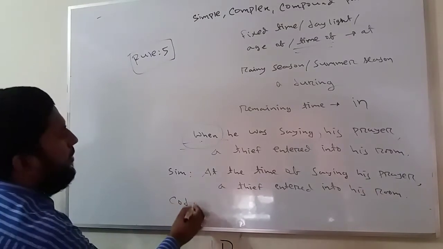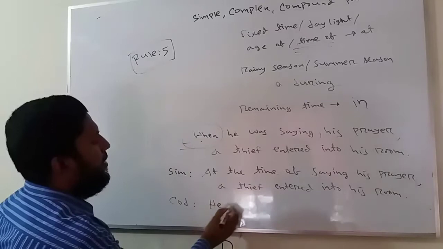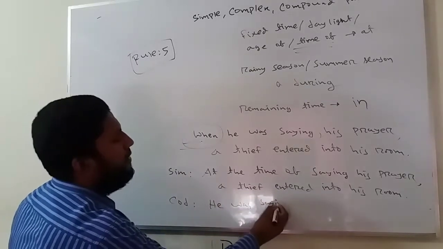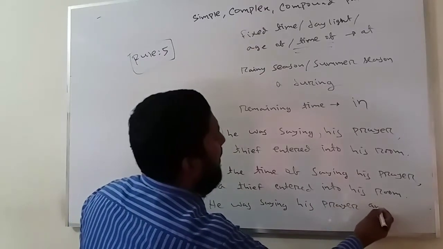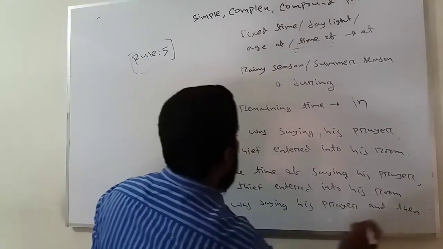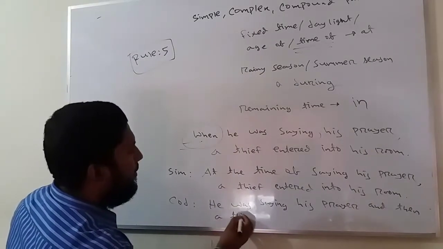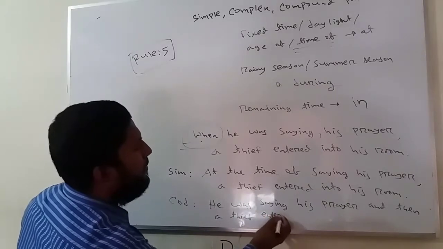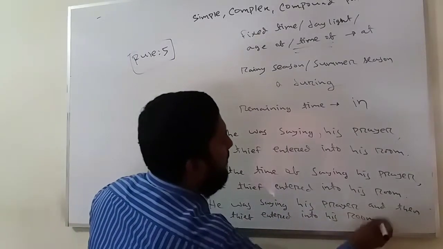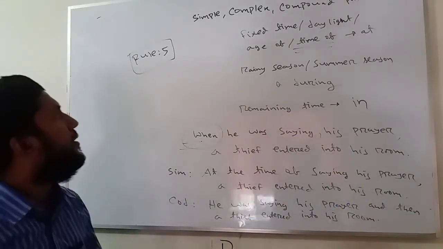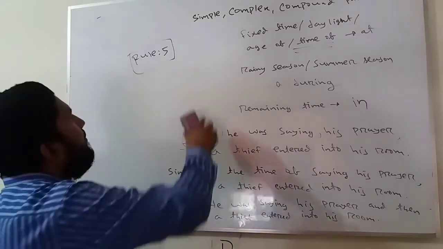Then change the sentence into compound. Compound starts with he. So he was saying his prayer, and then is optional, what I have told you before, a thief entered his room. I think you have understood the rules of 5. Then the rule number 6.